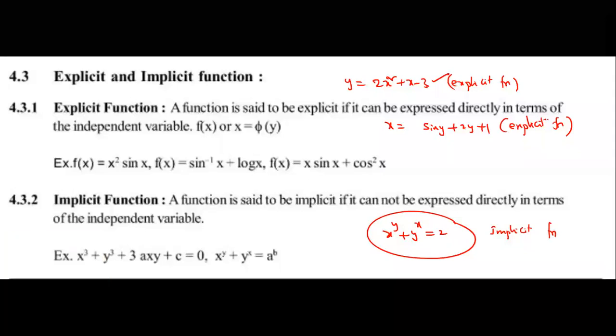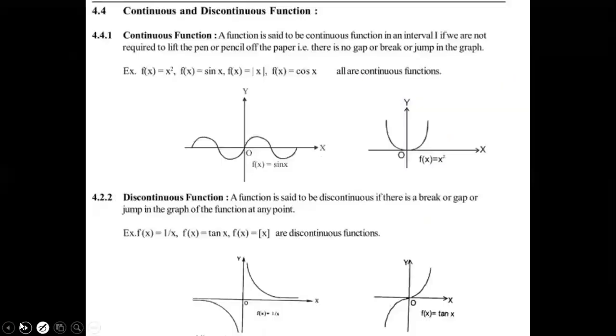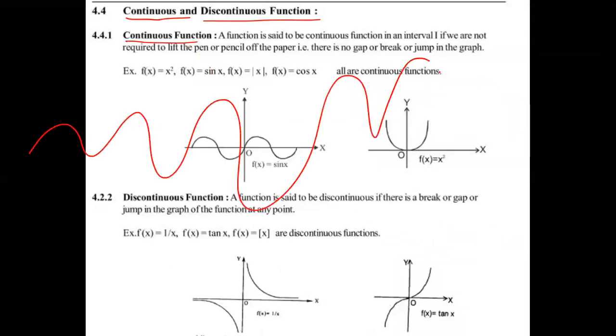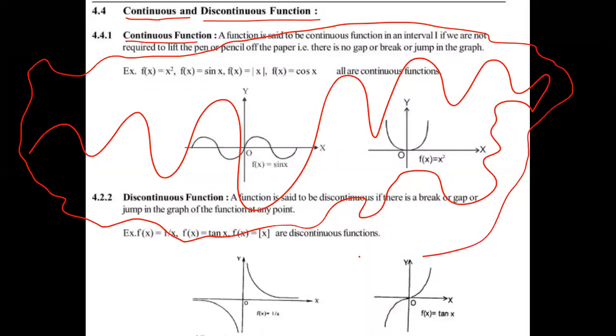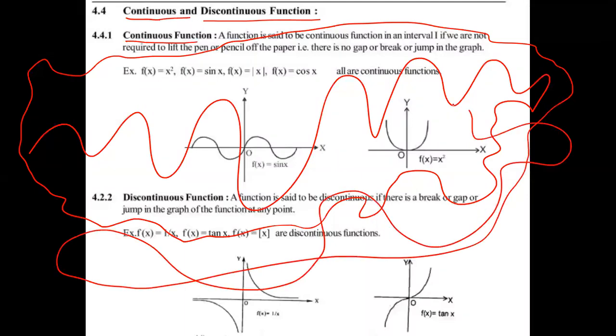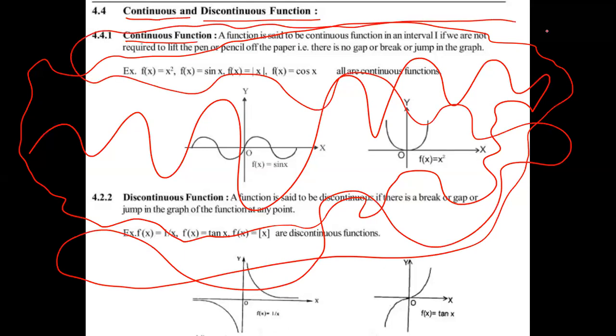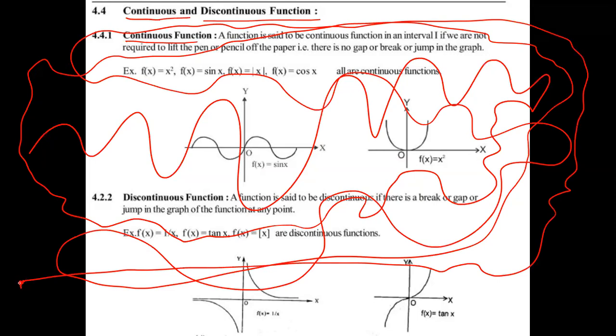Get ready. Now, next page. Continuous and discontinuous function. What do you mean by continuous function? Dear students, see carefully. Draw the picture like this one. Without lifting the pen, continuously it is going on, in the domain. Such types of graphs are called continuous function. Am I lifting the pen from the interval, from the beginning to the ending? Is there any gap? No. See carefully.